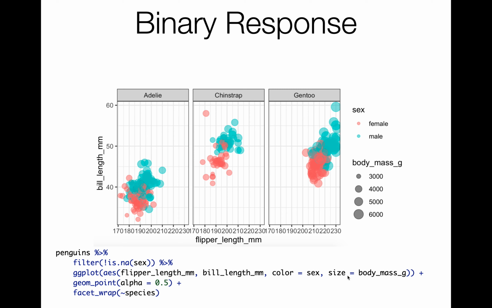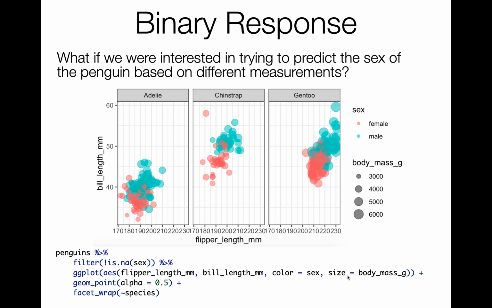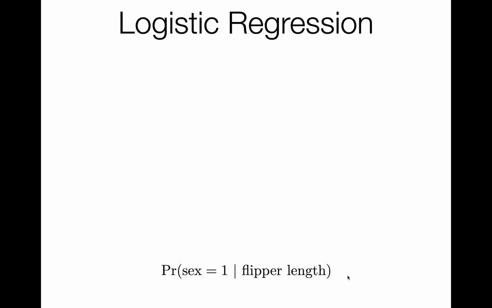Actually, I have 2 different variables here that I've added: sex and bill length. And you see that they are fairly separable. The question is, how do we make the line to say, if you're on one side of the line, you're something, and you're on the other side of the line, you're something else? We're going to start with something called logistic regression.